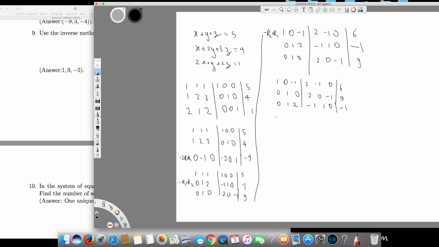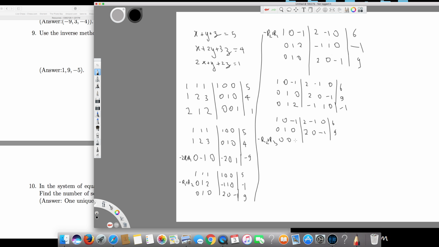So to do that, I have to multiply the second equation by negative 1 and add it to the third one. 1 0 minus 1 and 2 minus 1 0 6, 0 1 0 2 0 minus 1 9, and the third one I have to multiply the second equation by negative 1 and add it to the third one, so which is gonna give me what?